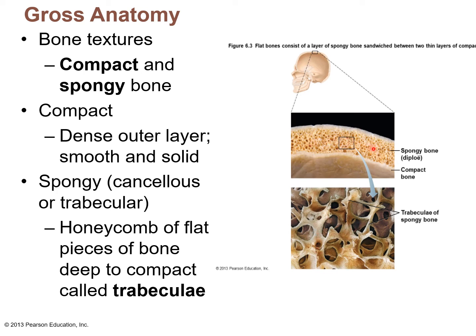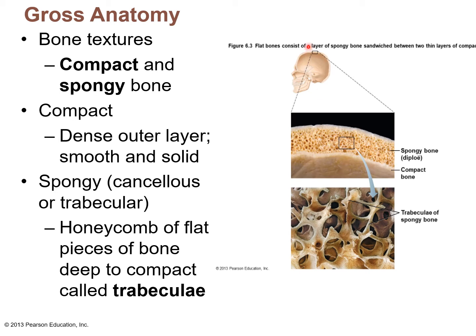And we usually have the spongy bone sandwiched in between two layers of compact bone. So here's the compact bone. You can kind of see how smooth and solid it is. Whenever you're looking at a bone, that outer layer that you're looking at is the compact bone. For you to see the spongy bone, you have to split it open and take a look inside of the bone, and that's where you would find the spongy bone.